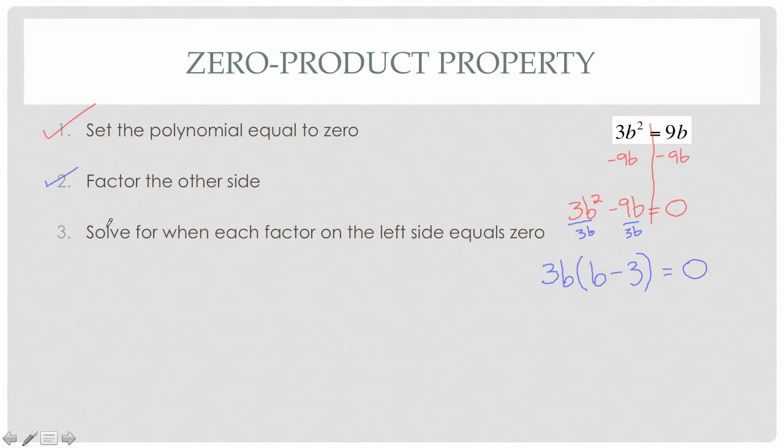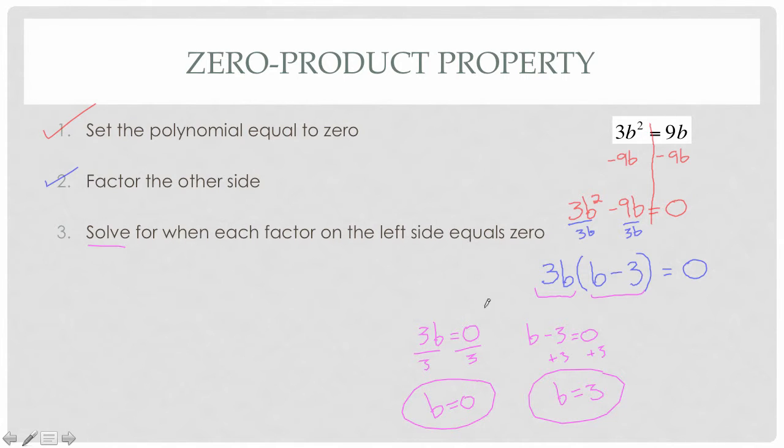Finally, now I can actually solve it. Let's solve for when each factor on the left equals 0. So there's two factors. There's a 3b. When does 3b equal 0? And there's another factor right there. When does b minus 3 equal 0? Well, the only way on the first one, if I solve it, is if b equals 0. And the other one, if I add 3 to both sides, looks like when b equals 3.